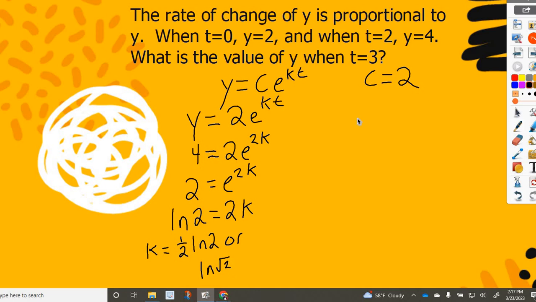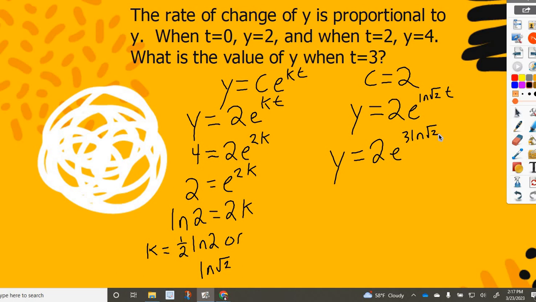Okay? So now we're plugging that back in. So we have c is 2, and now we also have that k is the natural log of the square root of 2. Now they just asked us to find the model for this information. That would be our answer. But they asked us to find when t is 3, so we're going to plug that in. So we get 2e to the 3 natural log of the square root of 2.